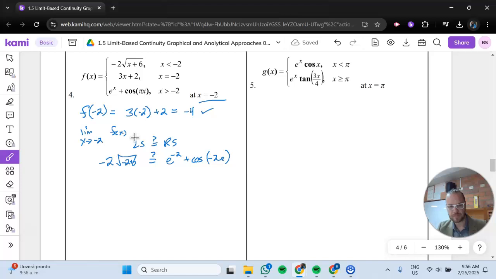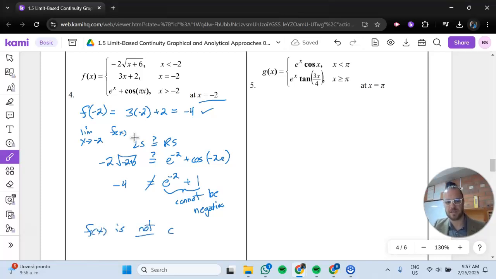Okay. This here, negative 2 plus 6 is going to be 4. Square rooted is 2. So this is just negative 4. That's good. On this side, though, we don't even really need to work this out to see. But this is going to be e to the negative 2. Let's see, cosine of negative 2 pi is going to be 1. So plus 1. This cannot be negative. It's impossible. And so if that cannot be negative, that means that these things are not equal. And so therefore, f of x is not continuous.